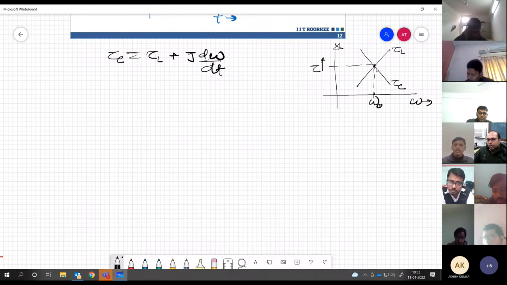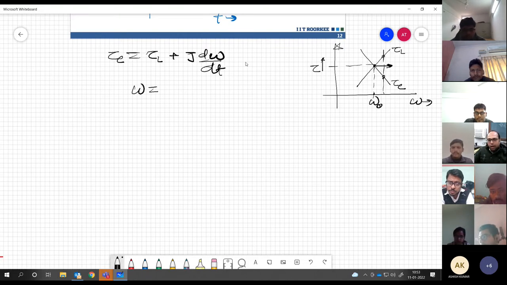Now, question. If I increase the speed a little bit on this side, what will happen? Load torque is greater than motor torque. No, let's go step by step. Your load torque and electromagnetic torque both change their value with the speed, isn't it? So let's go slow. Let's say I have introduced a perturbation of delta omega. So what is my new speed? That is omega naught plus delta omega.